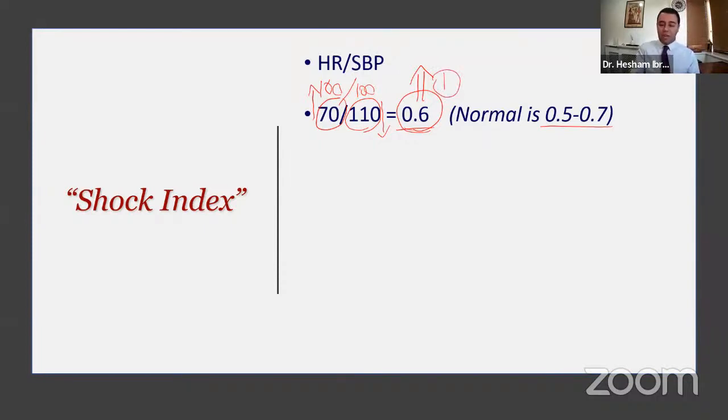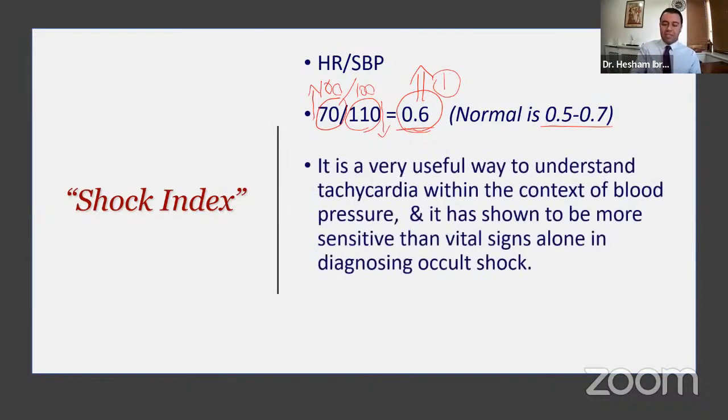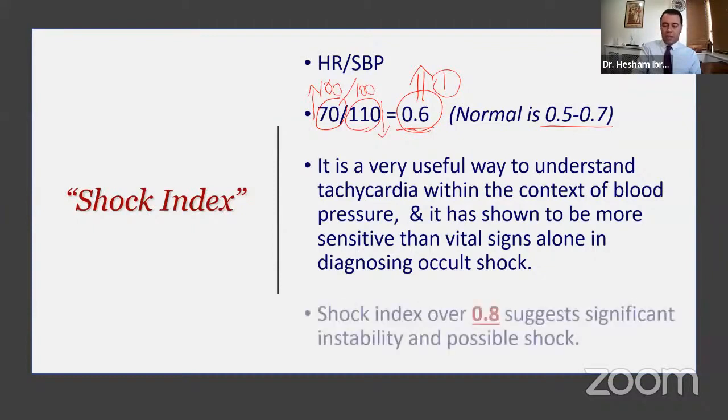So actually, this is far more sensitive to spot shock rather than isolated vital signs. So that's the whole point. This is a very useful tool to understand the tachycardia within the context of blood pressure. And it's shown to be more sensitive than vital signs alone in diagnosing occult shock. And as I said, a shock index above 0.8 is bad.